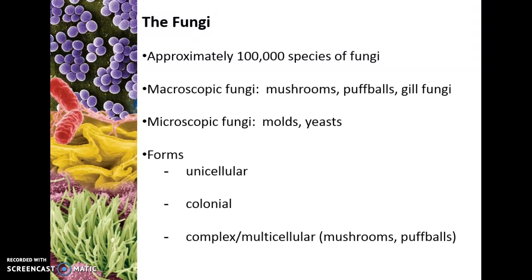Alright, fungi. There's approximately 100,000 species of fungi, and sometimes people refer to that as fungi, but I like the fungi because they're kind of fun, as long as they're in the right place. So you have the macroscopic fungi, mushrooms, puffballs, gill fungi, those that you can see. Not necessarily see with the naked eye, because you can see mold and some yeast with the naked eye, but the macroscopic are going to be large entities.